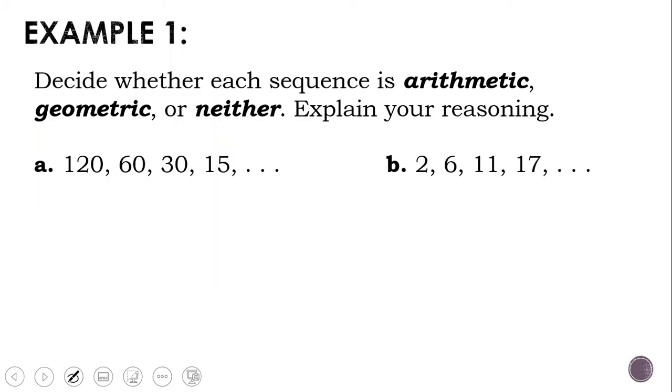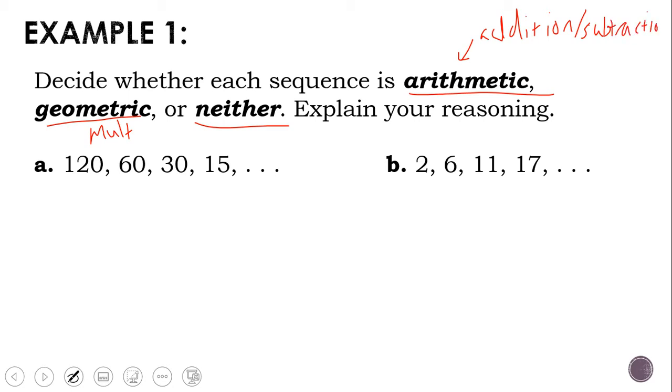In example 1 here, decide whether the sequence is arithmetic, geometric, or neither. So geometric, we're looking at that multiplication relationship. Arithmetic, we're looking at that relationship that involves addition or subtraction. Okay, that's when we're thinking kind of along the lines of something that's linear. And then neither, if it doesn't follow either of those two patterns.